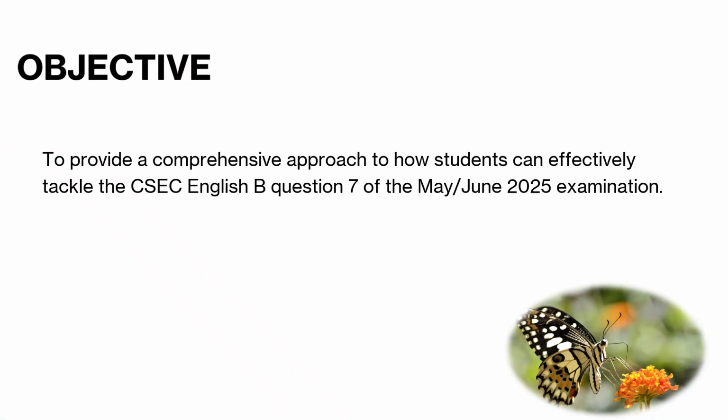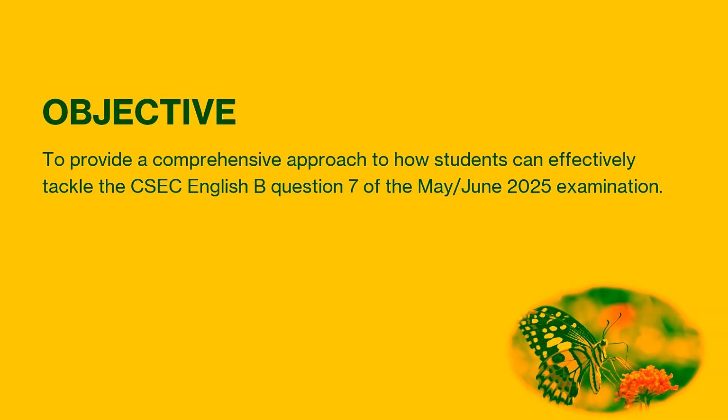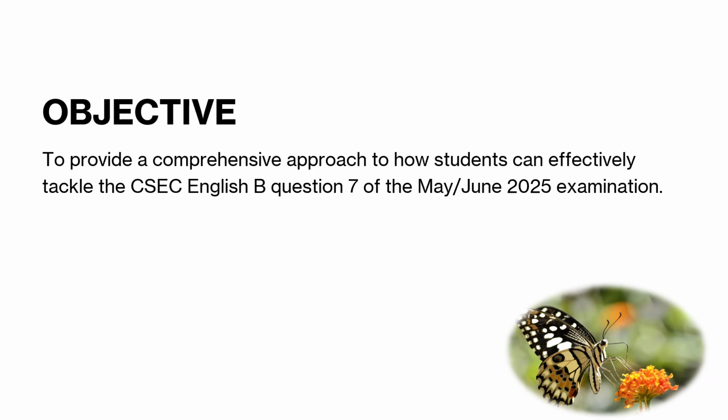Today, we will be focusing on tackling the May-June 2025 Paper 2, Question 7. The objective of this presentation is to provide a comprehensive approach to how students can effectively tackle the CSEC English B Question 7 of the May-June 2025 examination paper.